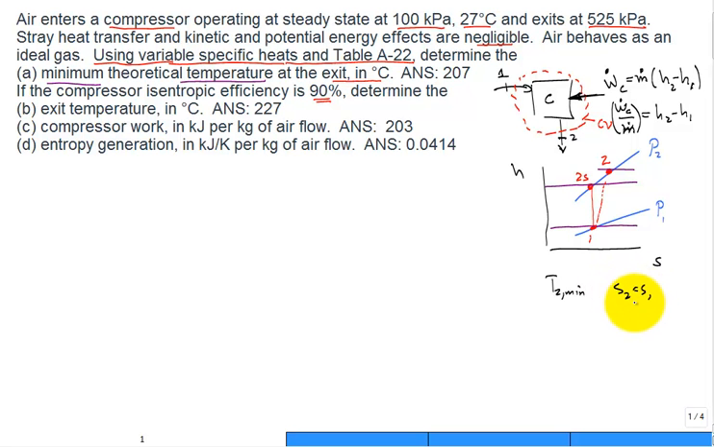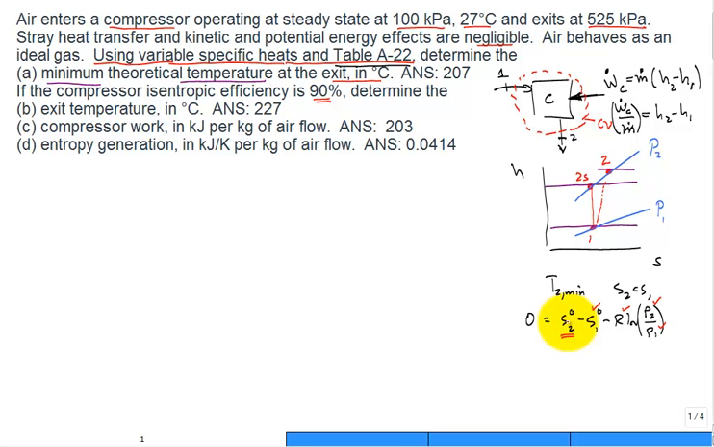All right, so we're going to use our table, and so if you do that, then the change in entropy, S2 minus S1, is S2 naught minus S1 naught minus R times the natural log of P2 over P1. And if this whole side is 0, because it's isentropic, and you know the pressures P2, P1, you know the gas constant, you know the inlet temperature, you can get S2 naught, and then you can get the minimum temperature.